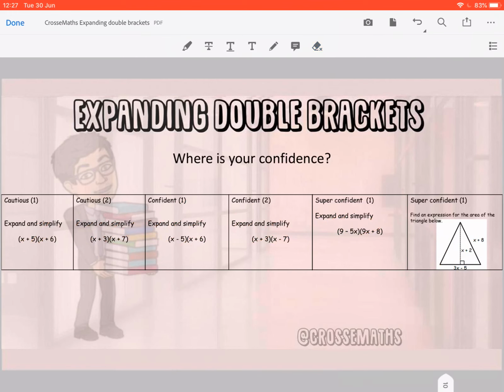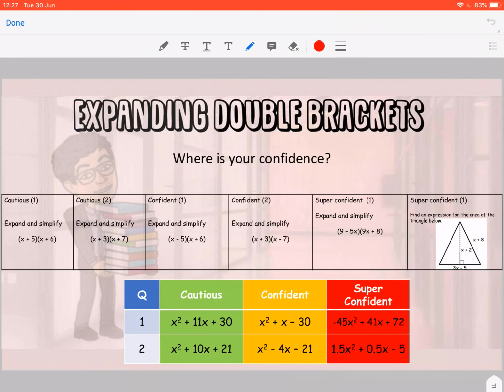Right then, so you should be all done with that, guys. I'm not going to go through all of them, I'm just going to go through the ones that might not make much sense. That one goes with this one, and the bottom one goes with that one. I'm just going to go through the super confident one at the end. If you got cautious 1, cautious 2, and maybe one of the confident ones done, that is amazing. If you got all the way to the end, you're probably a higher tier pupil, and you're probably in one of the younger year groups.